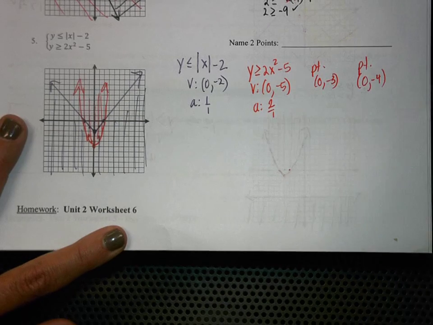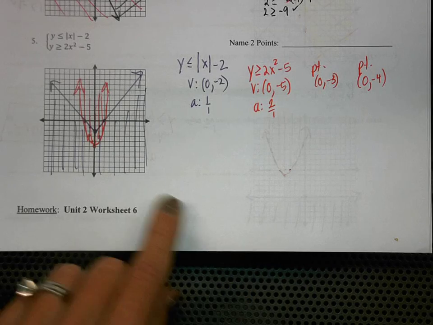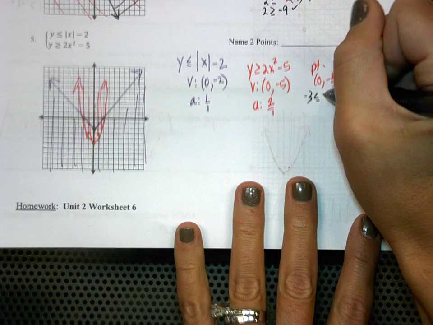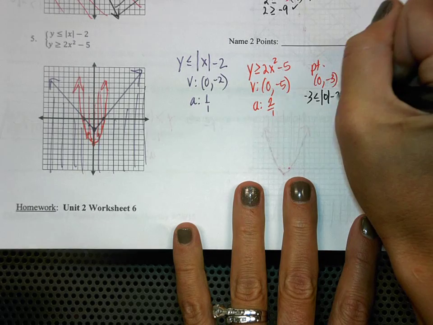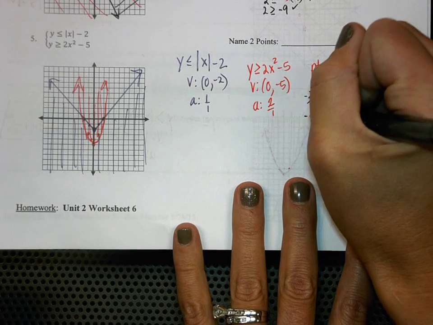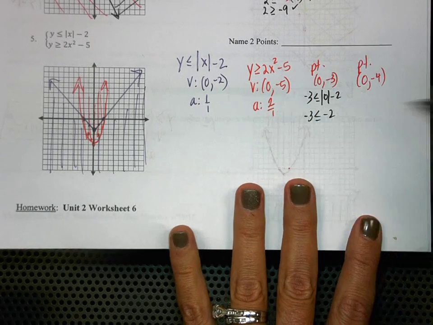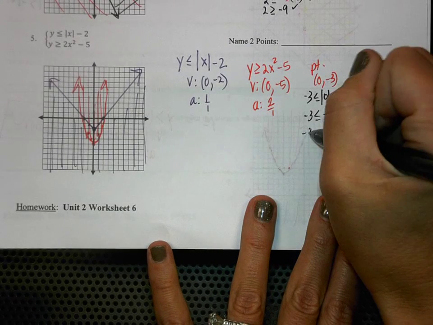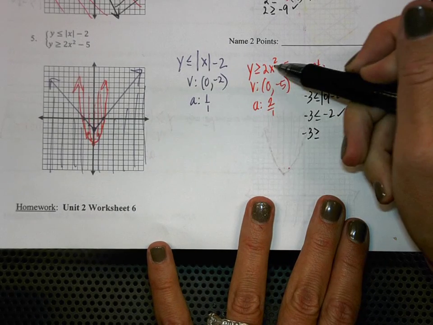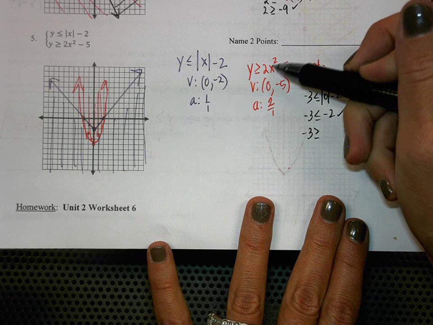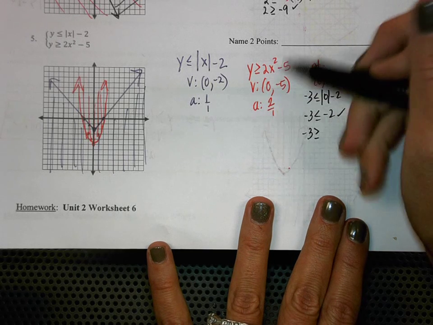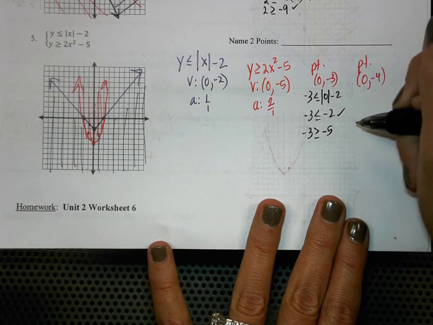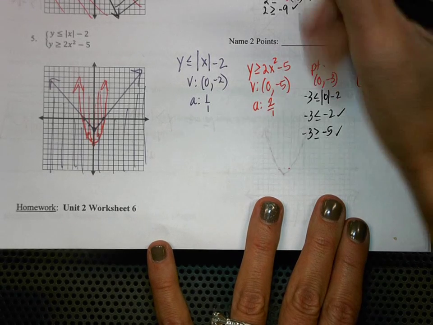Okay, so we'll go ahead and plug these in over here. So I get -3 is less than or equal to the absolute value of 0 minus 2. 0 minus 2 is -2. That one checks. And then I have -3 is greater than or equal to... I know that 2 times 0 squared is going to be 0. 0 minus 5 is -5. -3 is greater than -5. That checks out. I know the point 0, -3 works.